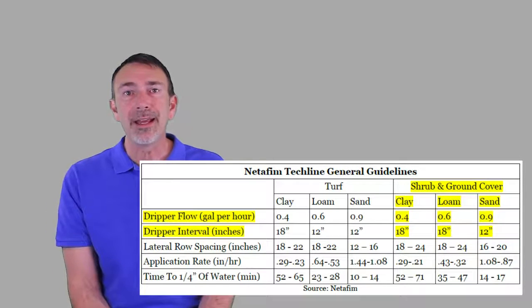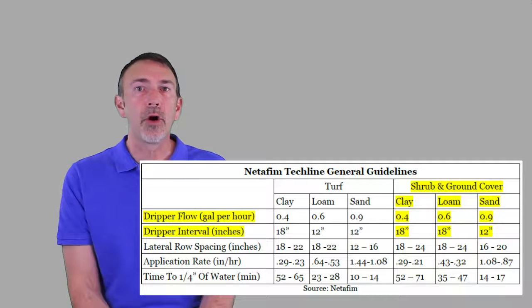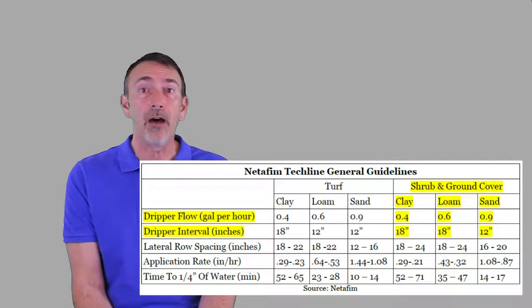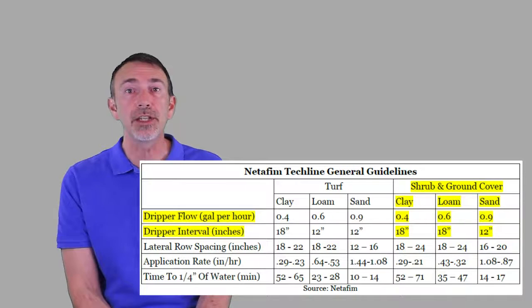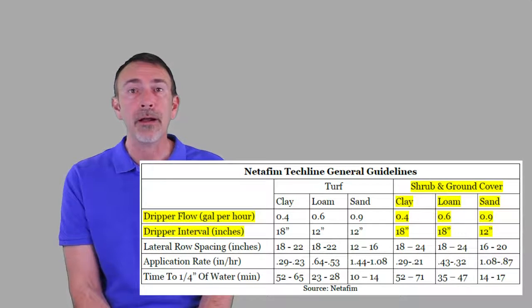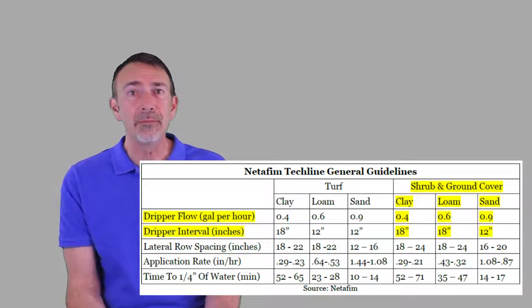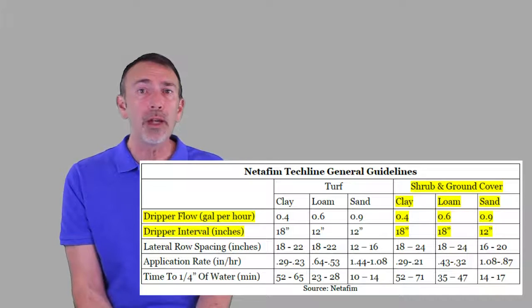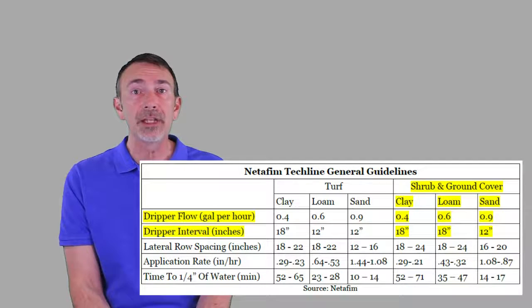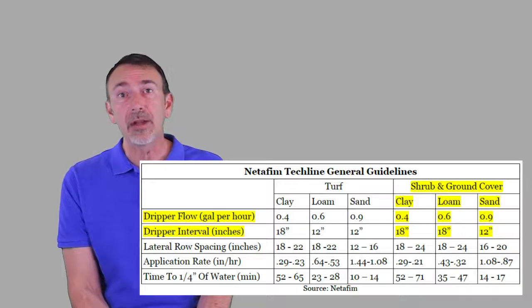So let's take a look at the first chart here. This is a chart for Netafim's regular Techline product. They have a CV, a check valve product that has a different set of specifications, but we're just looking here at the basic product. Now look over to the right side, and we're basically looking at ground cover or plantings, ornamental bushes, so forth, basically what we would consider our planting beds. But we're looking at three different kinds of soil quality here. And the range is sand, loam, and clay.